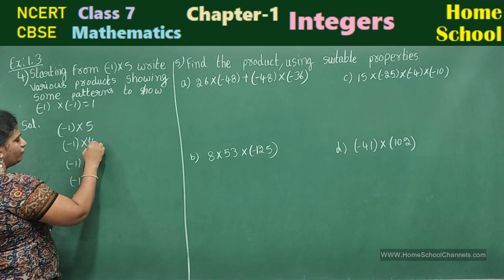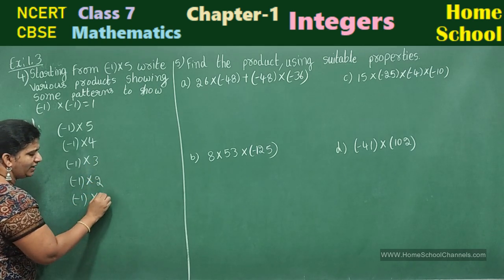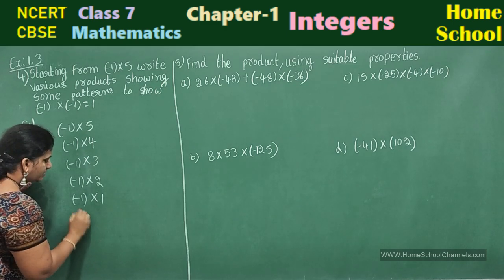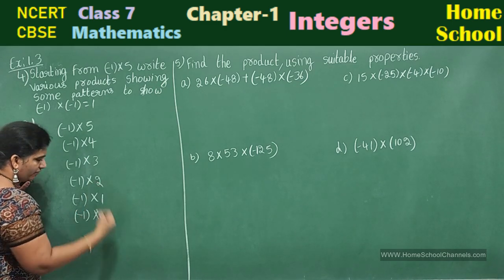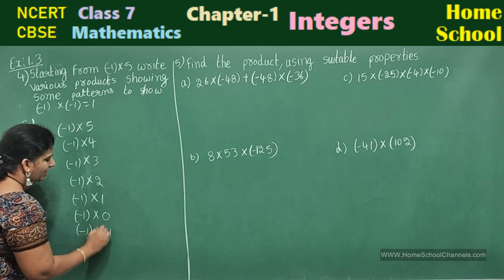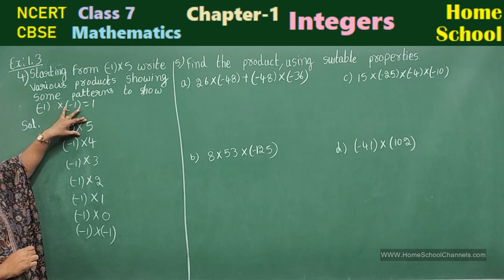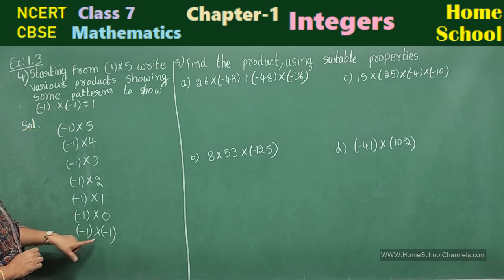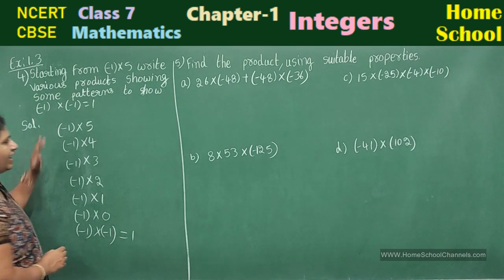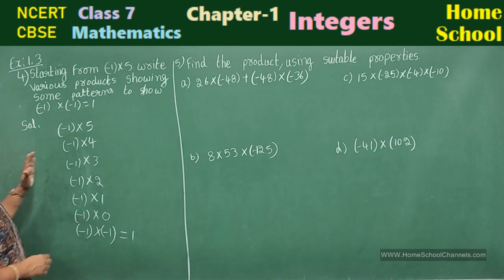5, 4, 3, 2, 1. Is it 1 or -1? -1, right? So still you need to decrease. 1 below it will be 0. Next you will be having -1. Starting from -1 into 5 to -1 into -1, that will be equal to 1. Find these all products is your question. Let us start the solution.